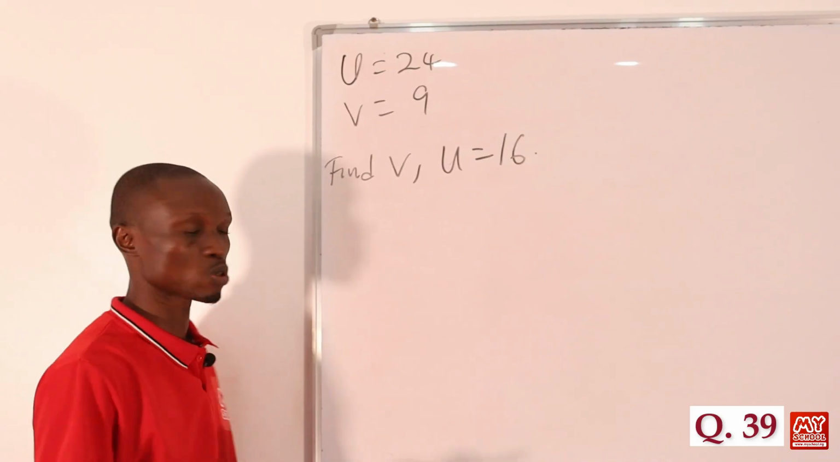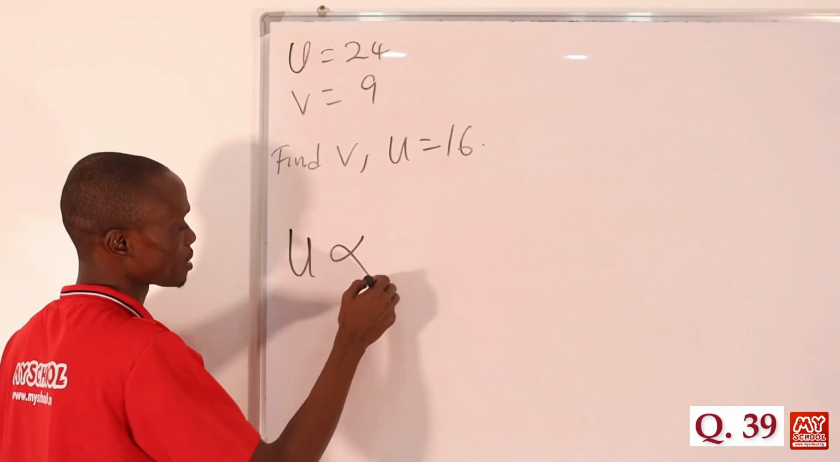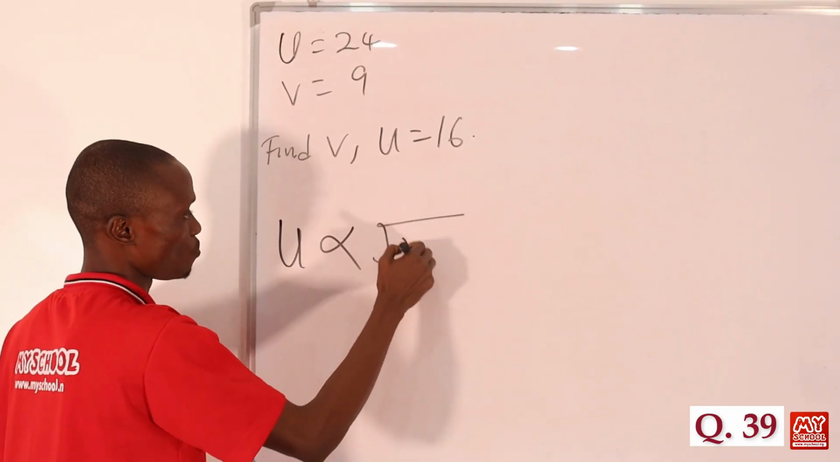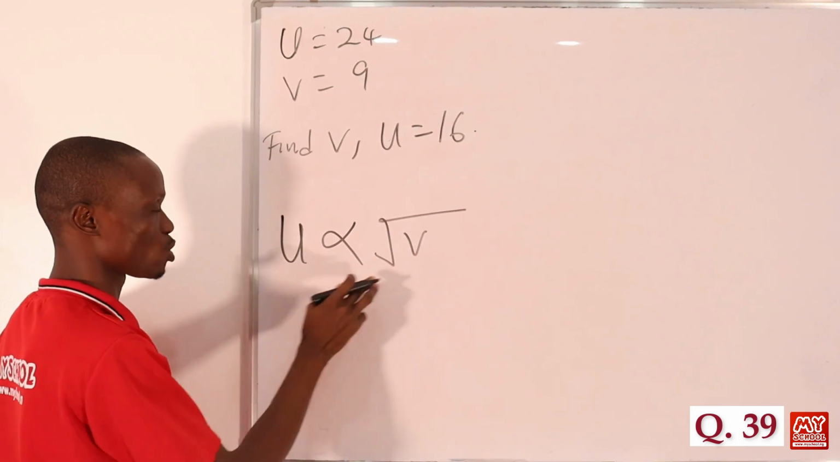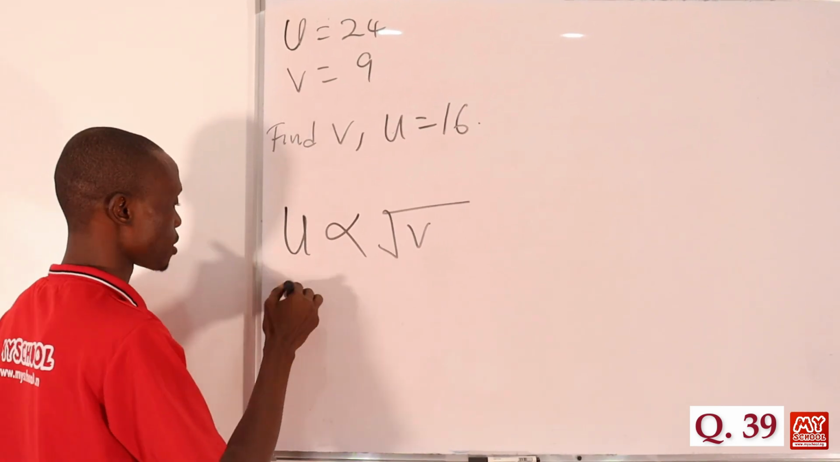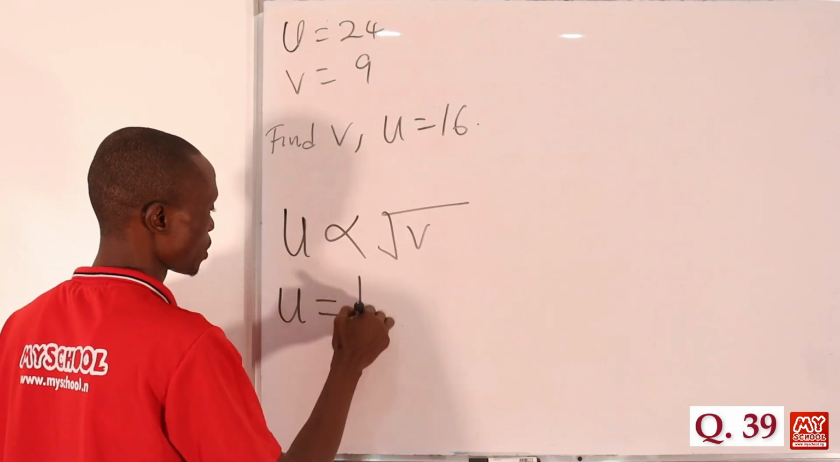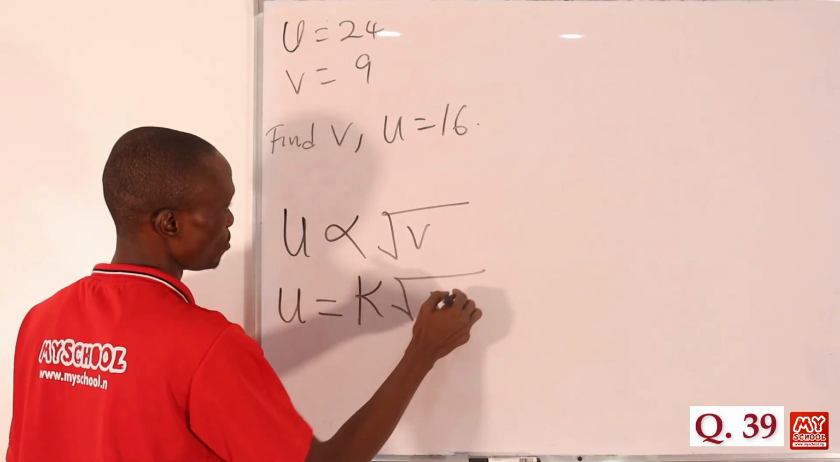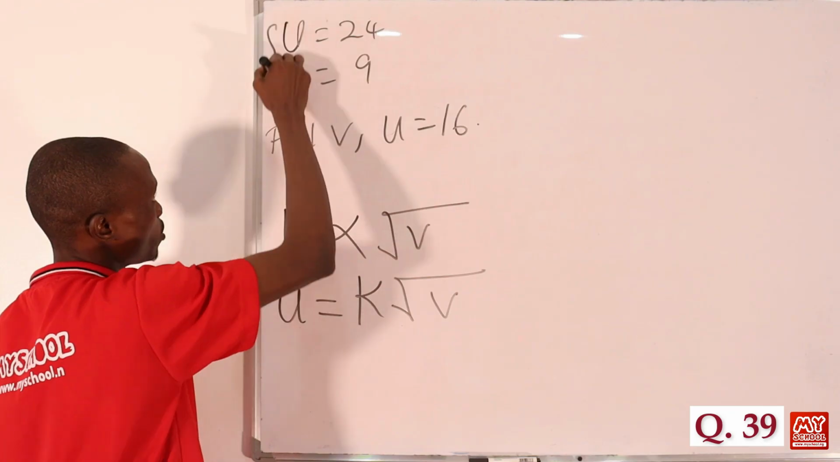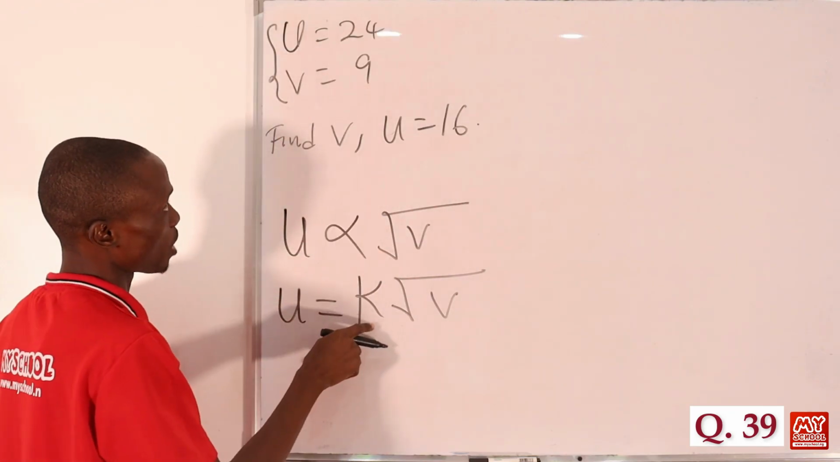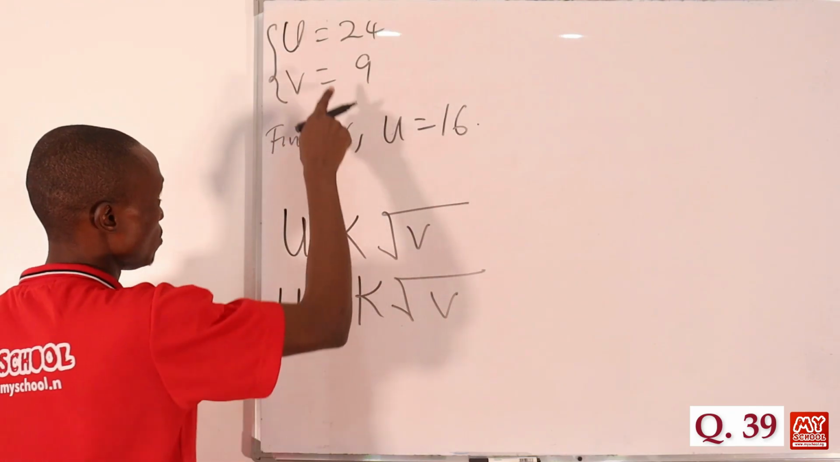So in this question, we are told that u varies directly as the square root of v, right? But we can't work with this, so we need to introduce a constant so that our u is now equals to k root v, right? So these first values that are given to us is so that we can find the value of k. So let's put them there and find the value of k.